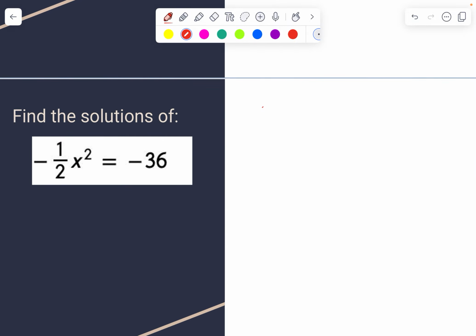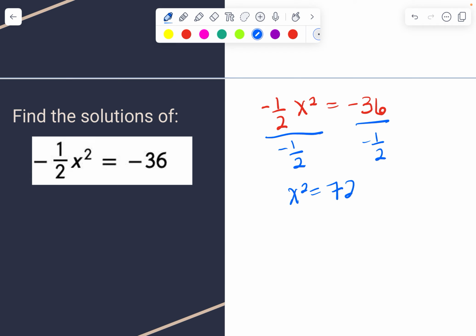All right. Negative 1/2 x squared equals negative 36. You have a couple options here. You could divide both sides by negative 1/2, or you could multiply both sides by negative 2. I'm going to divide by negative 1/2. It might be easier for you to call that negative 0.5 when you put it in your calculator. We end up with x squared is 72. If you put the square root of 72 into your calculator, you'd get 8.48528. It would keep going.